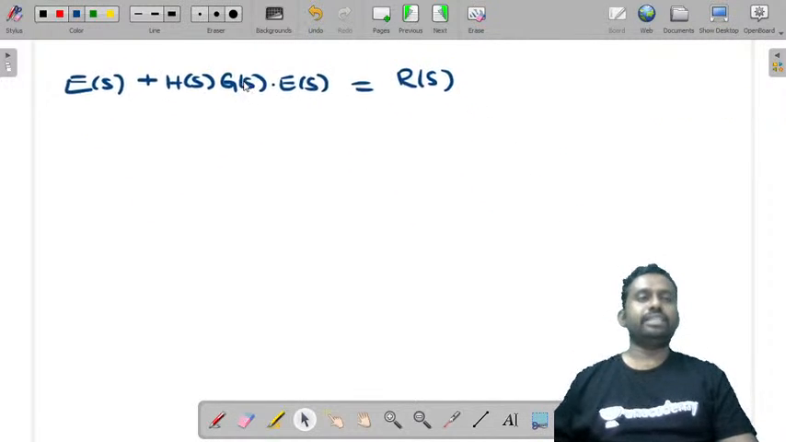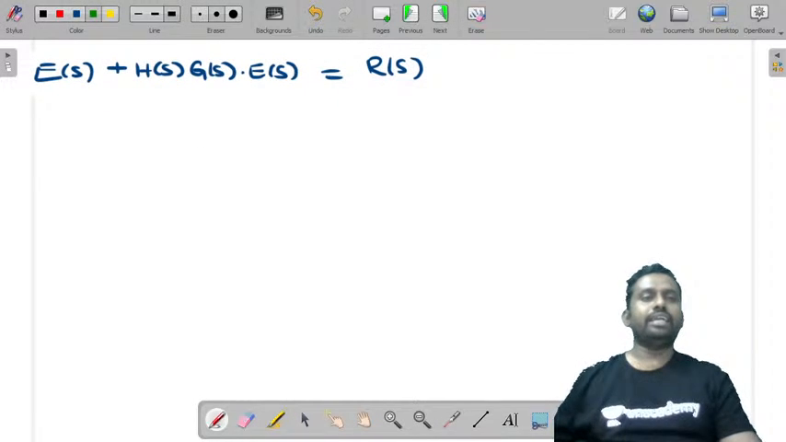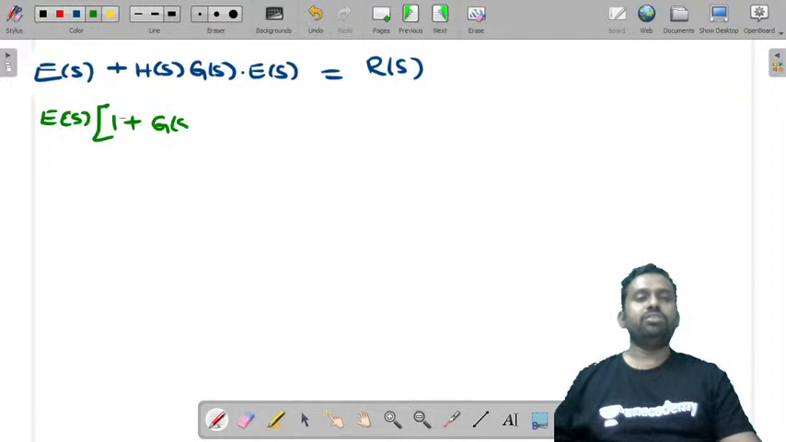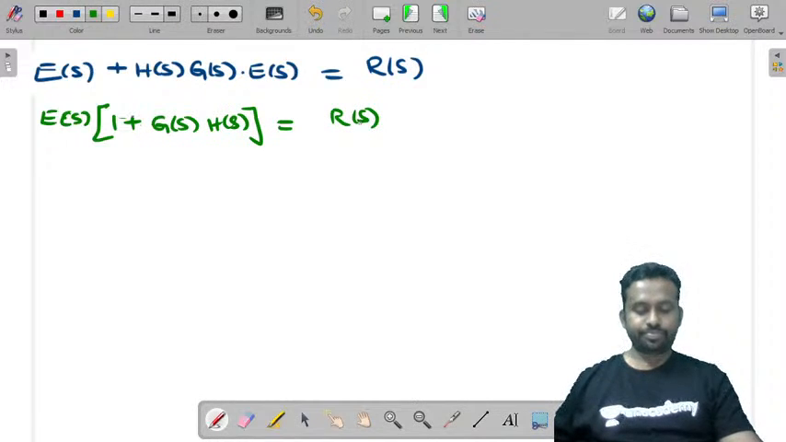So this is the expression that we got till now. Now what is our task? Our task is to find E of S. If you take common E of S on the left side, E of S, if you are taking common, it is 1 plus G of S into H of S is equal to R of S, the right side remains the same.